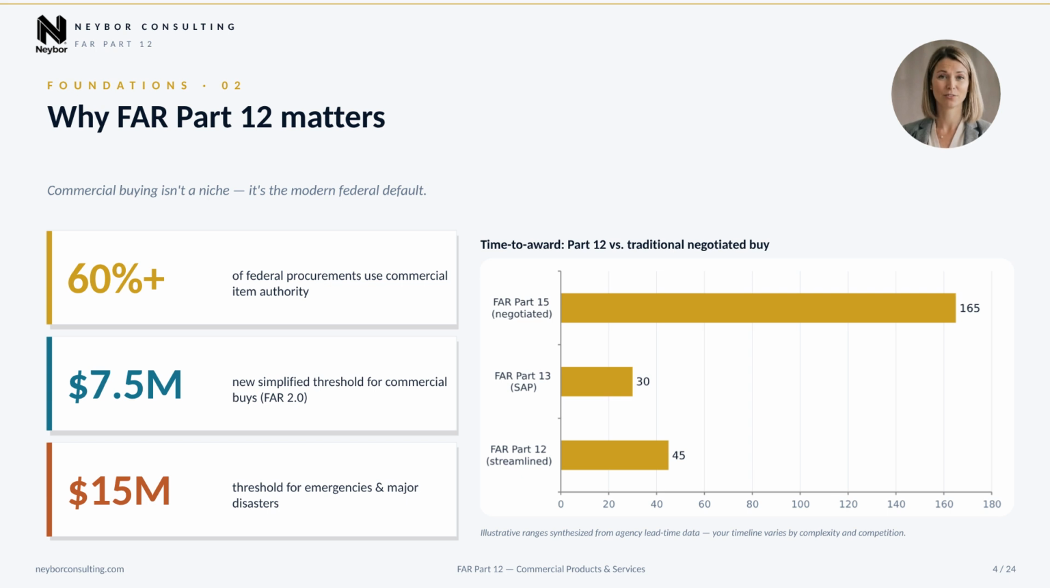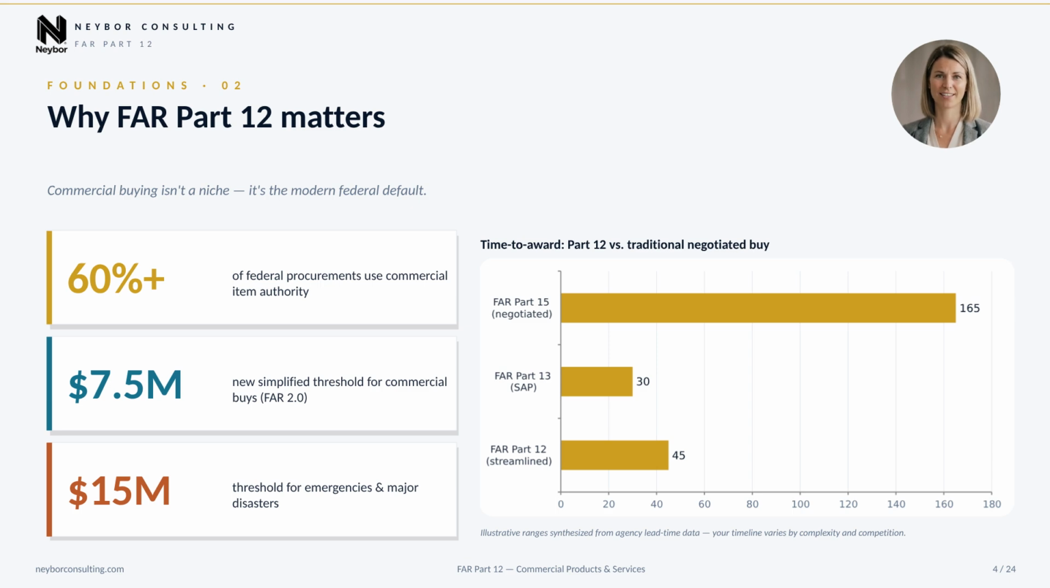Why does this matter to you, the contractor? 3 numbers tell the story. First, more than 60% of federal procurements rely on commercial item authority. Part 12 is not a side door, it is the front door. Second, under the recent FAR 2.0 reorganization, the simplified procedures for commercial buys go up to $7.5 million. That is real money you can win without ever touching a heavy negotiated procurement. Third, in declared emergencies and major disasters, that threshold rises to $15 million.